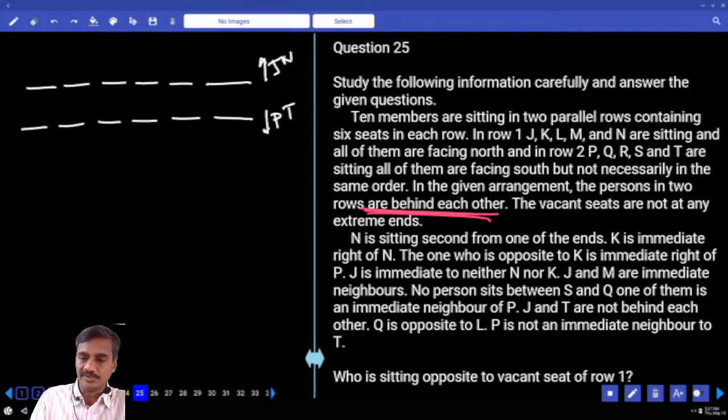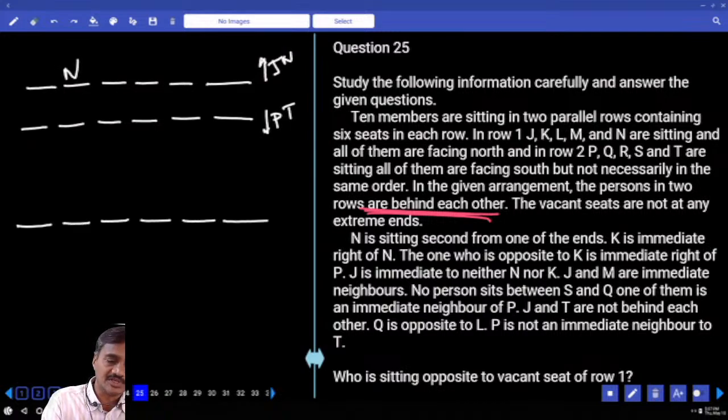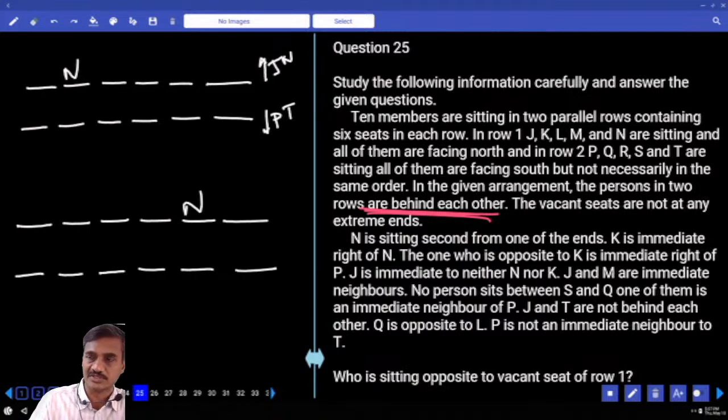Isn't it? Then, behind each other, N is sitting second from one of the ends of the row. N is seated second from one of the ends of the row. N can be here. That is one possibility. And in the next possibility, N is second from the other extreme end of the row. And next one, K is immediate right of N. Now K is to the immediate right of N, because these persons are facing towards north.